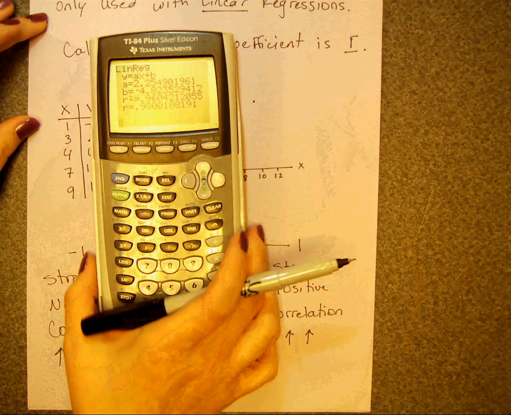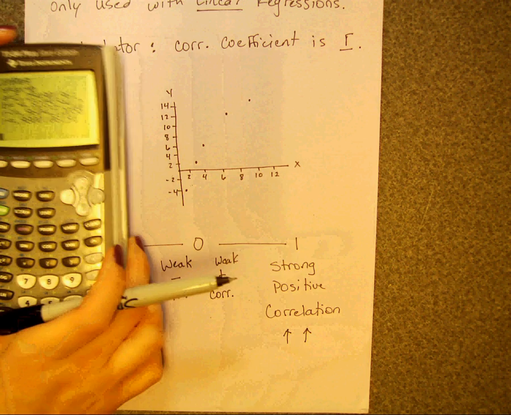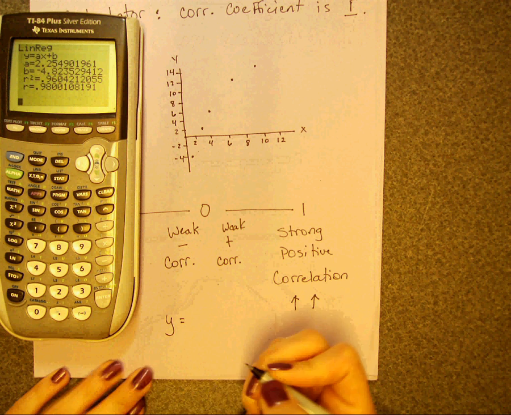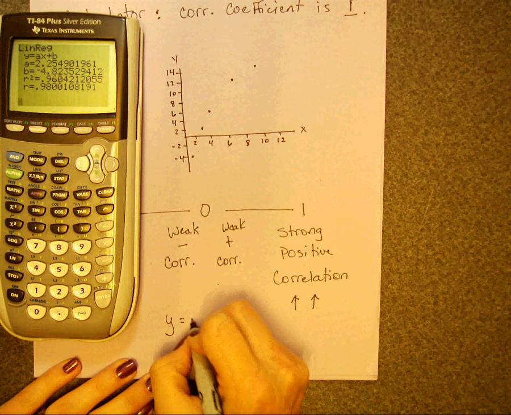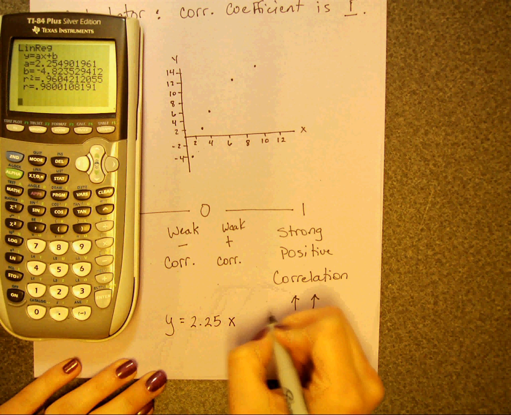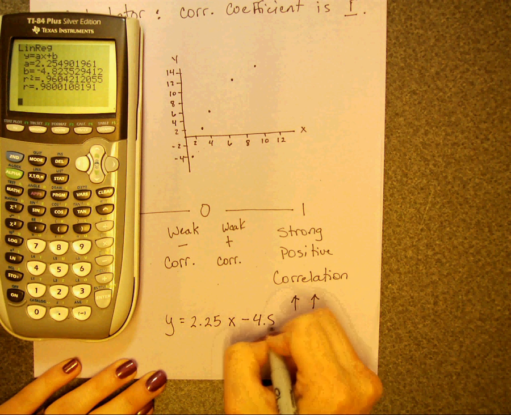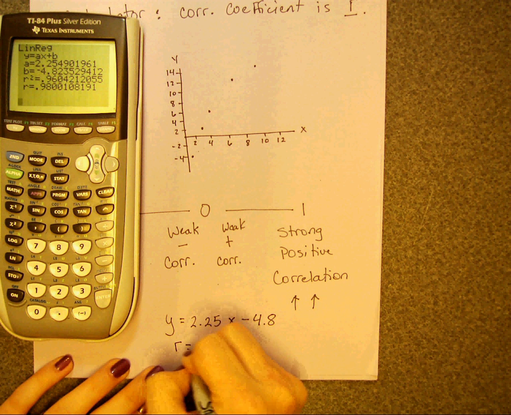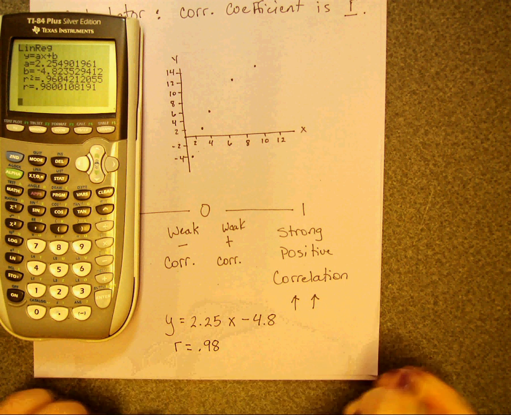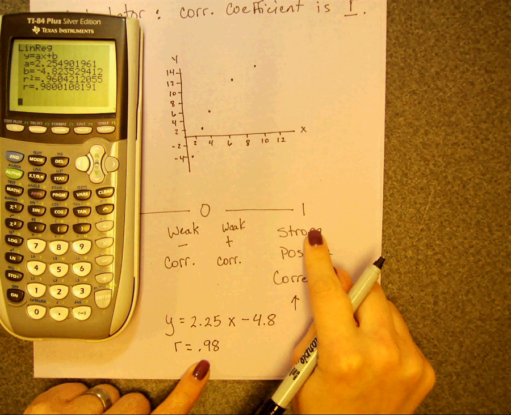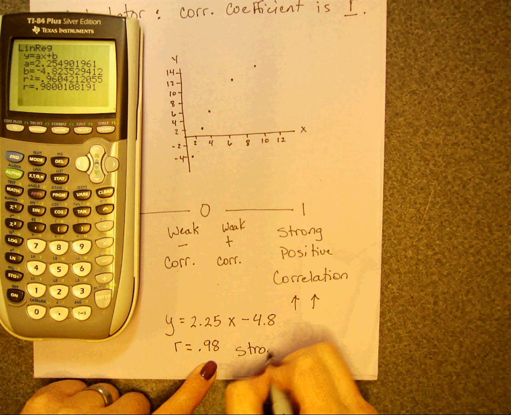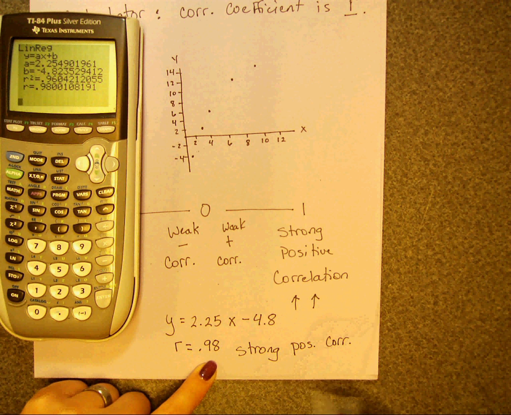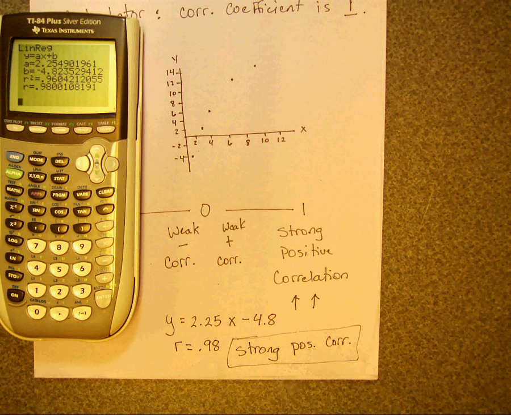The linear regression that I get for this data is y equals, and I'm going to round to the nearest hundredth, y equals 2.25x minus 4.8. And I have a correlation coefficient, R equals 0.98. Since it's really close to positive 1, I know that I have a strong positive correlation, so I can really depend on this data.